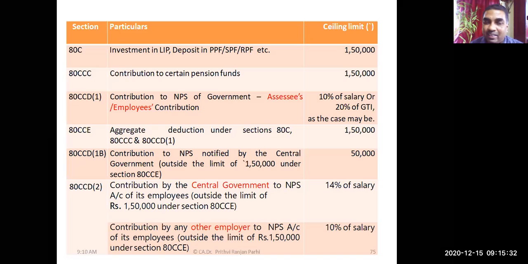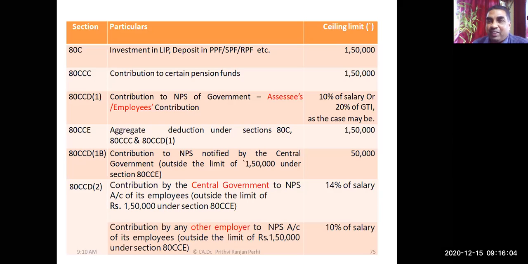Second point is that the limit of 1,50,000 is not applicable here. Please read it carefully. It is outside the limit of 1,50,000. So that is important. And up to 14% of the salary. Are you getting me? Yes, sir. Okay, you got it, no?